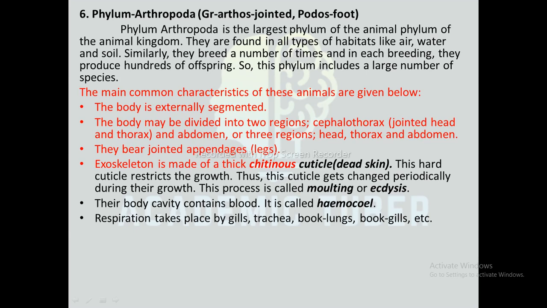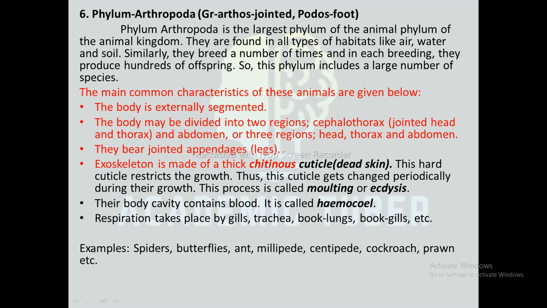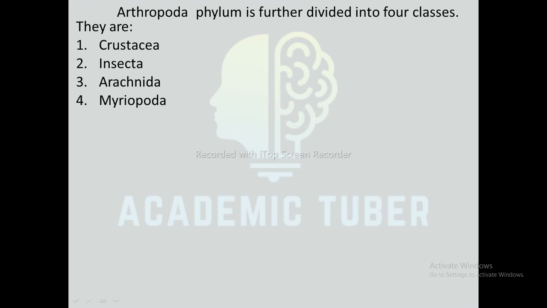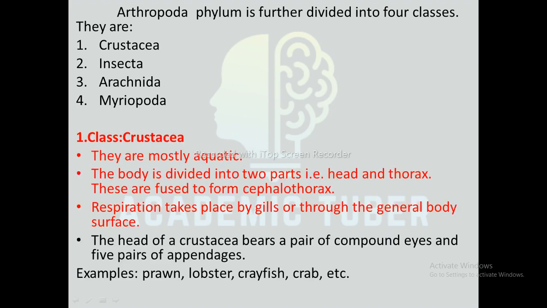The body cavity contains blood. It is called hemocoel, and respiration takes place by gills, trachea, book lungs, book gills, etc. Examples are spider, butterfly, ant, millipede, centipede, cockroach, prawn, etc. Phylum Arthropoda is further divided into 4 classes. They are Crustacea, Insecta, Arachnida, and Myriapoda.